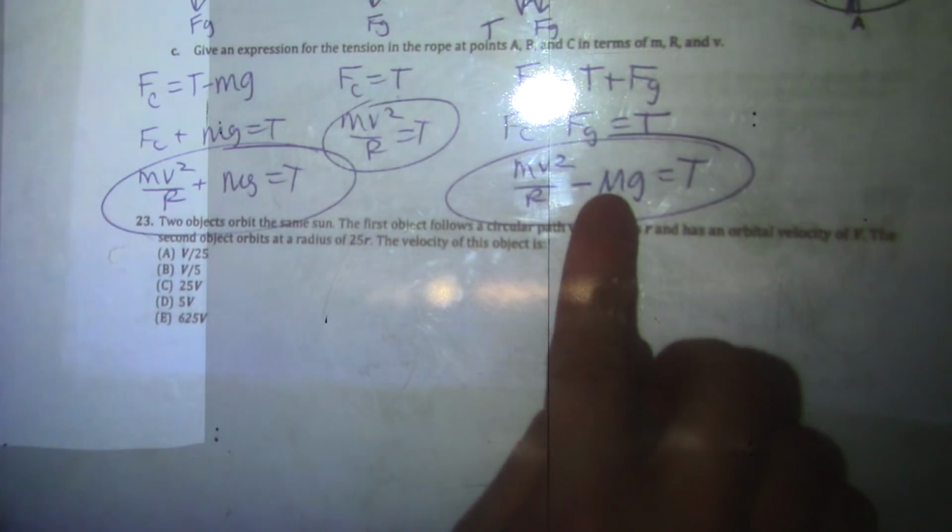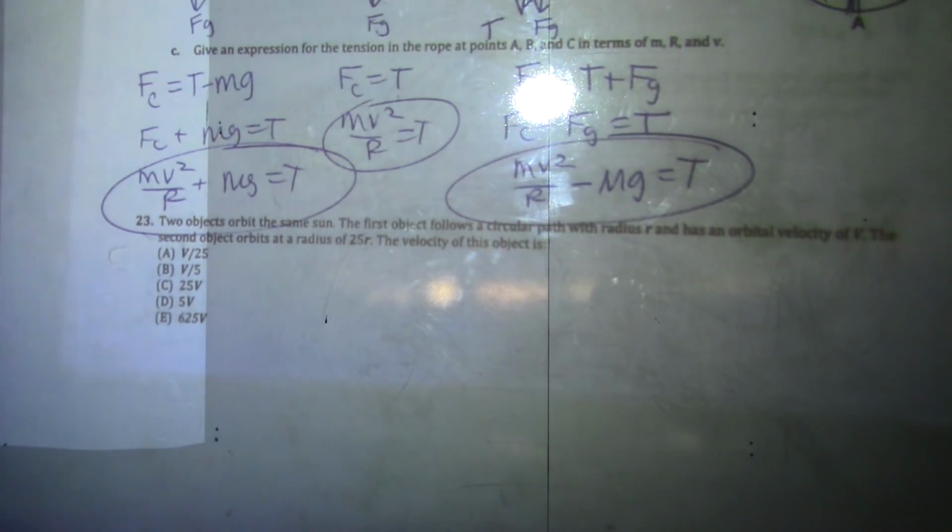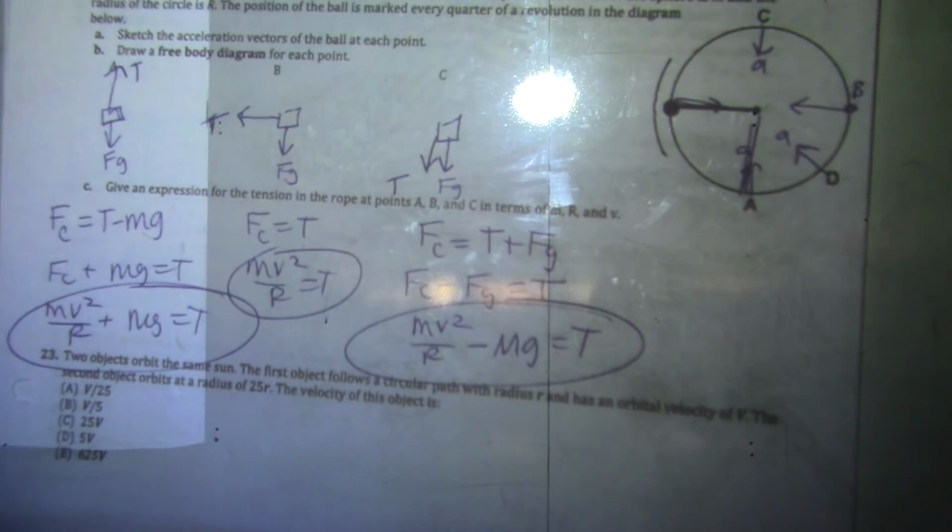Now we just replace. Fc is mv squared over r. So tension equals mv squared over r minus Fg, which is just mg here. I do not need to use Gm1m2 over r squared, because again, it's just a ball on the surface of the Earth, so it's just mg. It's not like different planets or zoomed way out in outer space.